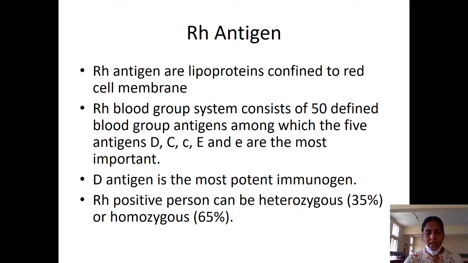An Rh positive person can be heterozygous or homozygous. About 65% are homozygous. Homozygous means they will have capital D, capital D, so both the genes are dominant. Whereas heterozygous, which comprises 35%, have one capital D and one small d. That means only one D antigen is present in one locus. But as D is dominant, if it is capital D, that is Rh positive.